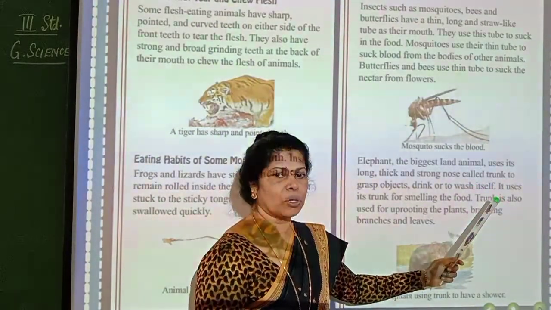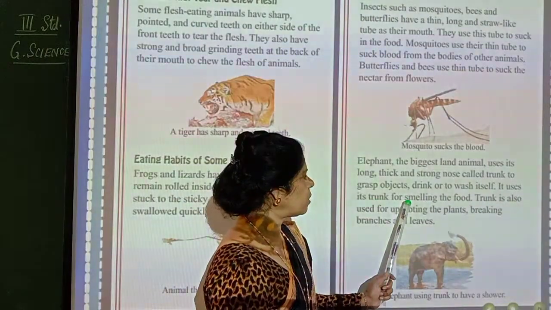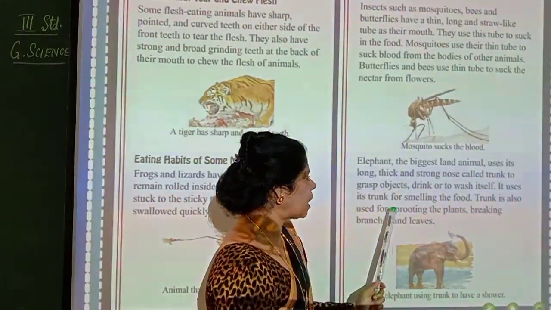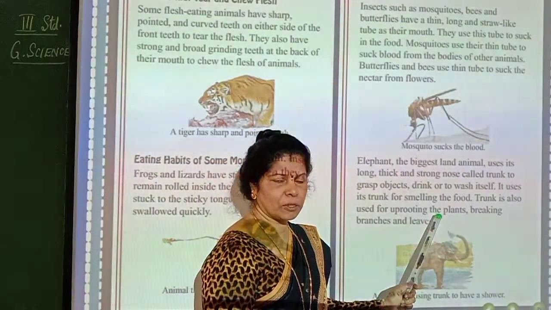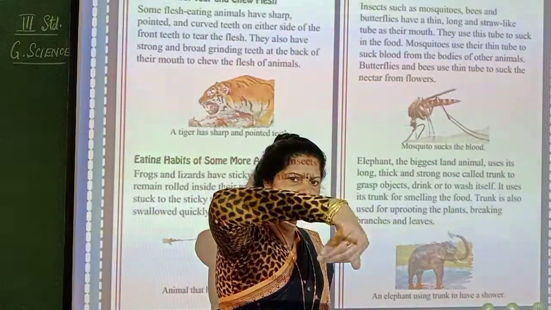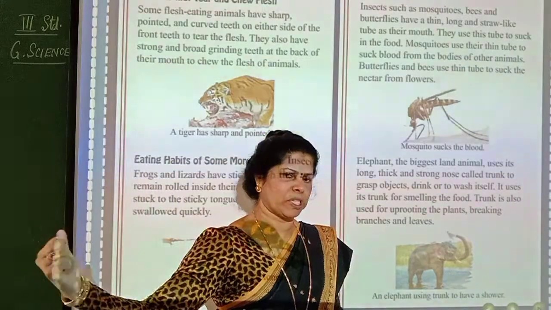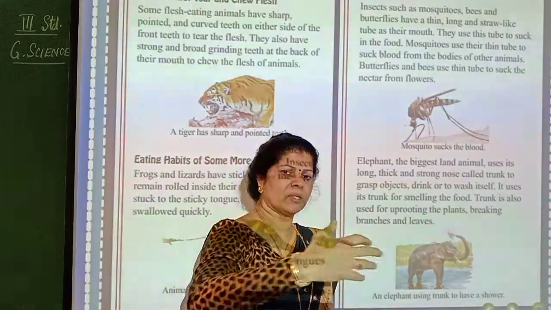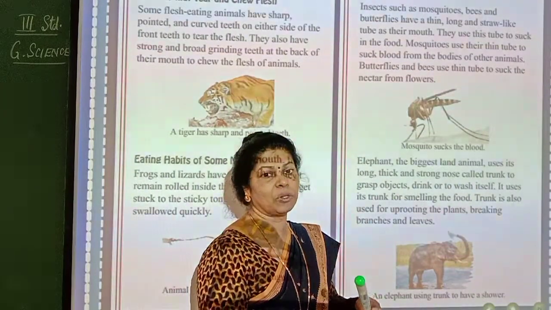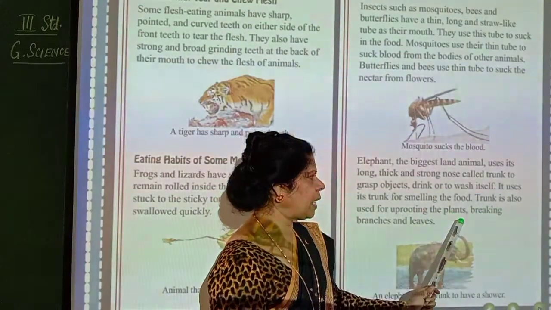It is a long nose present on the elephant's body. It uses its trunk for smelling the food. It even smells the food. Trunk is also used for uprooting the plants. If any small plants have to be uprooted, you can see that the elephant will just roll its trunk on the stem and pull. It's very strong, isn't it? So it pulls. What happens? The plant gets uprooted. Roots will come up. You understood? So the trunk is also used for uprooting the plants.